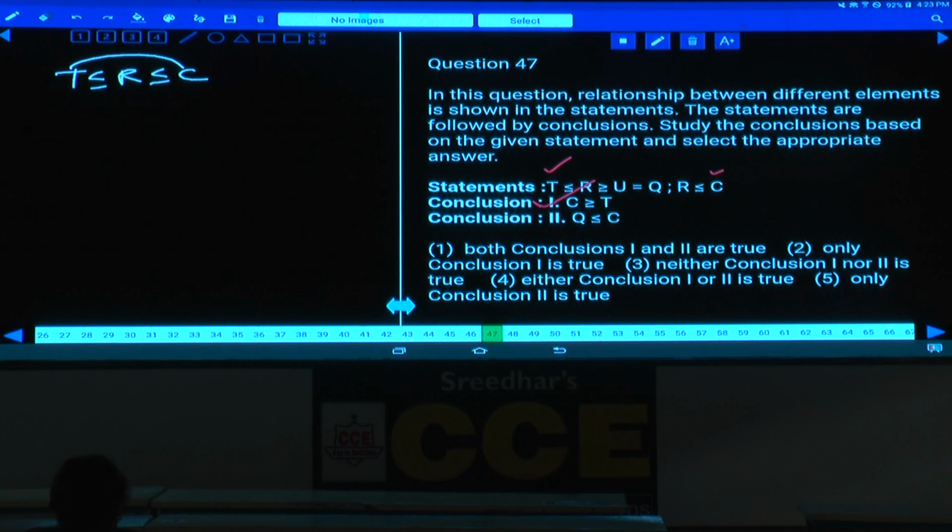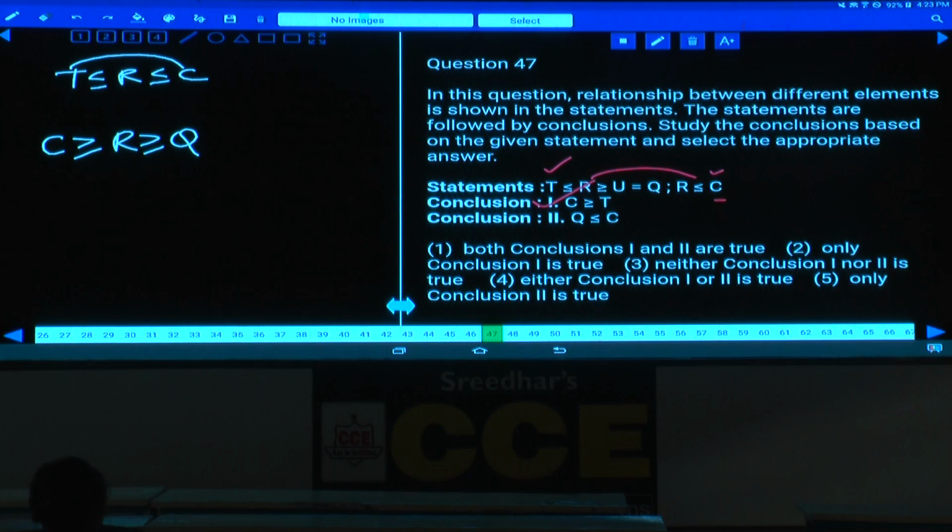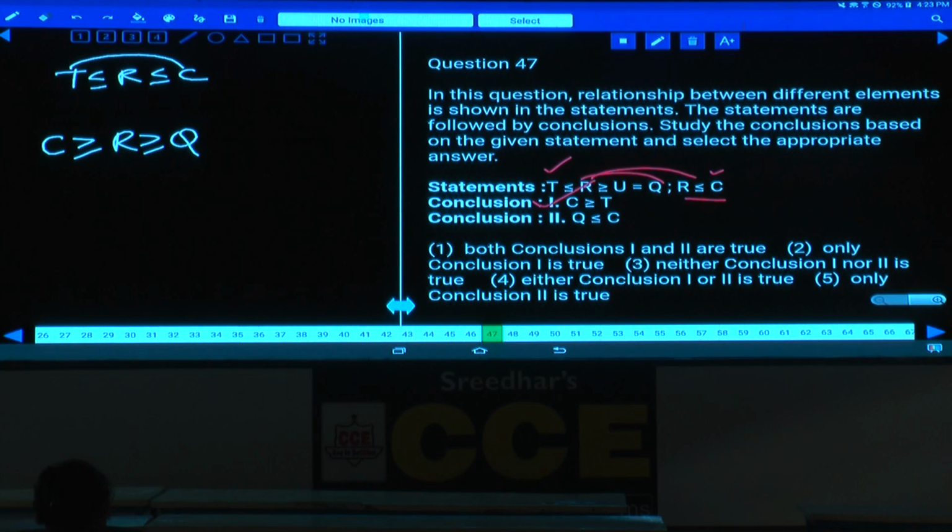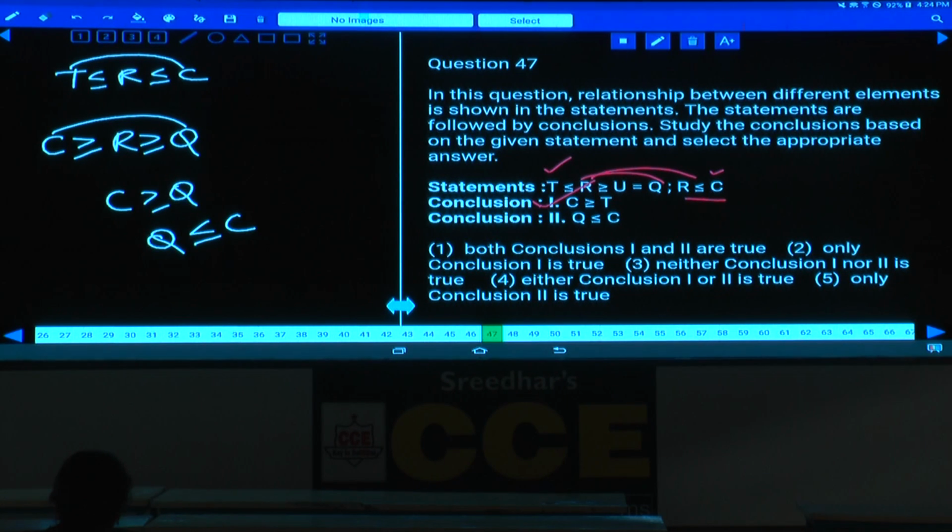Then coming to the next one, the relation between Q and C. Again if you observe here, R is common, isn't it? What is the relation between R and C? Now R greater than or equals to Q, and R is lesser than or equals to C means C greater than or equals to Q. C greater than or equals to R greater than or equals to Q. Now between C and Q, which symbol is common here? C greater than or equals to Q is true. As C greater than or equals to Q is true, and Q lesser than or equals to C is also true. Hence both the conclusions follow, that is choice 1. Now question number 47, it is choice 1.